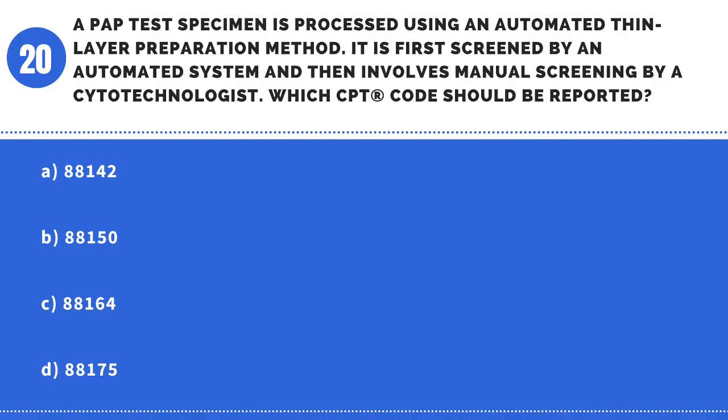Question 20. A Pap test specimen is processed using an automated thin layer preparation method. It is first screened by an automated system and then involves manual screening by a cytotechnologist. Which CPT code should be reported? A. 88142. B. 88150. C. 88164. D. 88175.